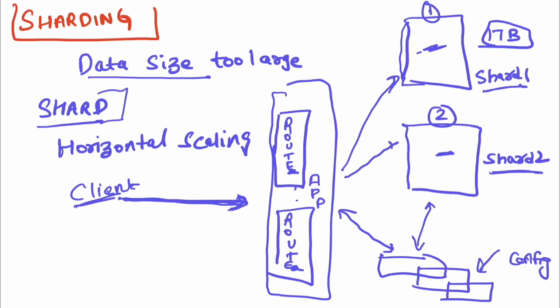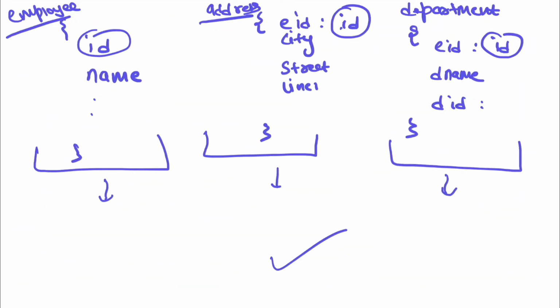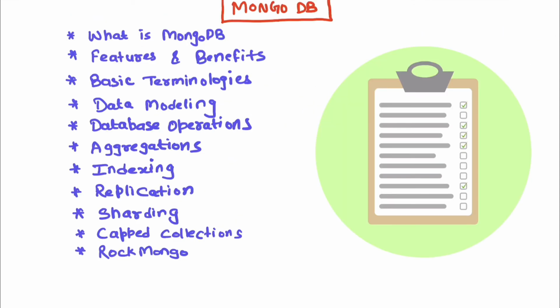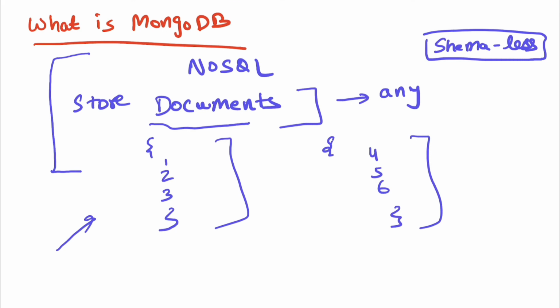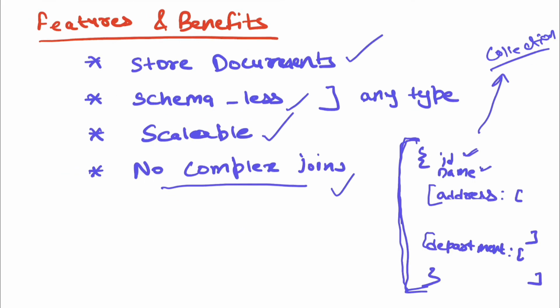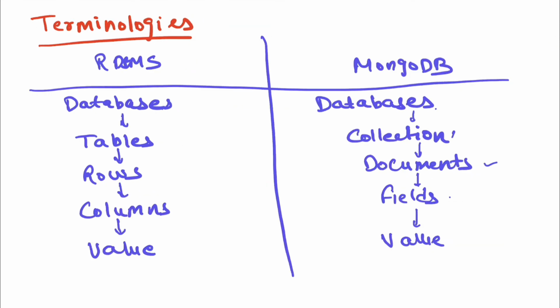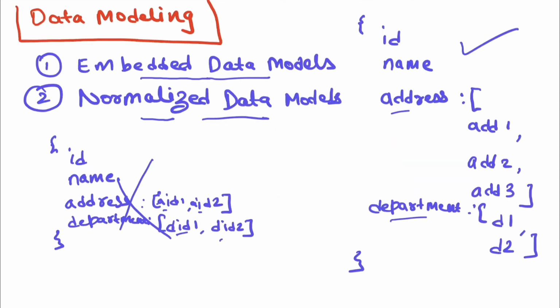Quick recap. We'll do a quick recap of what we have learned in MongoDB. We started with what is MongoDB, a NoSQL database, schemaless database. Then we went into features and benefits: you don't need complex joins, it's scalable, it's schemaless. We talked about all the features. Then we discussed terminologies, which is that we have a database, inside the database we have collections, we have documents, documents have fields and fields have values.